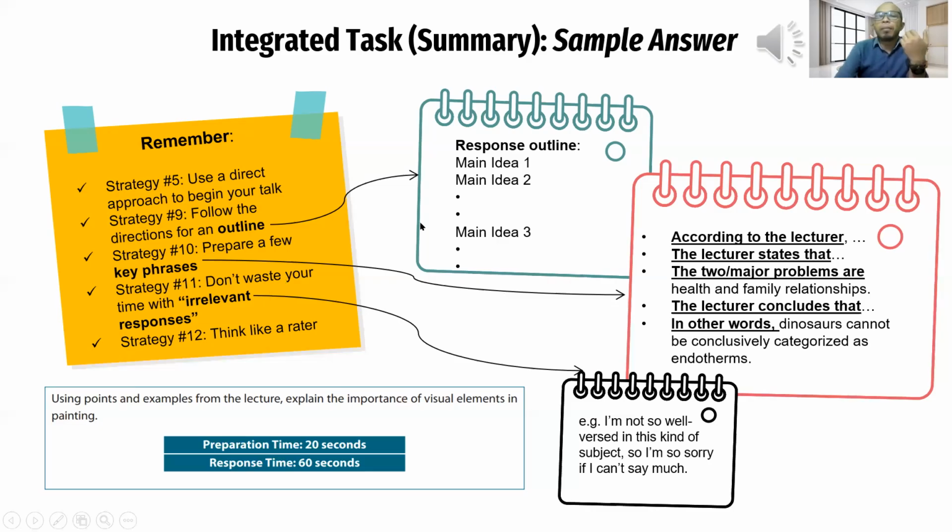Okay, so he provides examples, and then at the end, he has the time to provide some kind of conclusion on the importance of visual elements. Okay, so that's an example of an excellent response. Now, again, study these excellent sample answers and try to use the same strategies that the answer follows, and make sure that you check all of the criteria to get the excellent score.